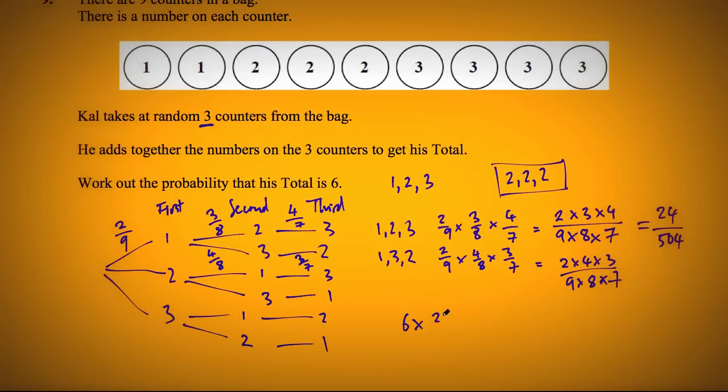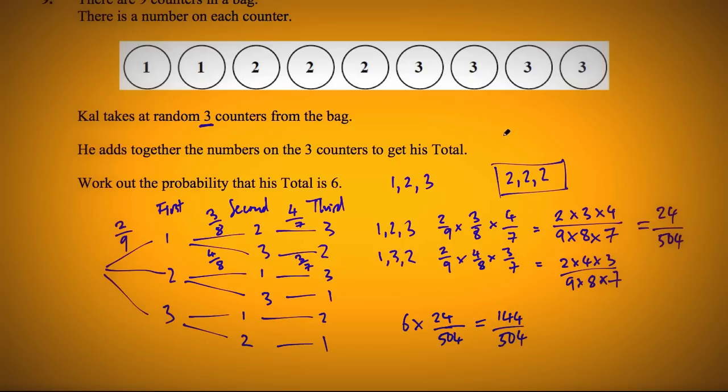6 times 24 over 504. 504 on the denominator is 144 over 504. Probability of getting 2, 2, 2.